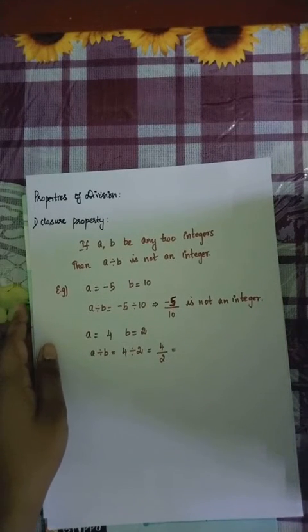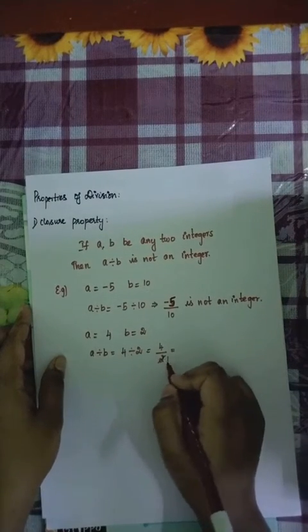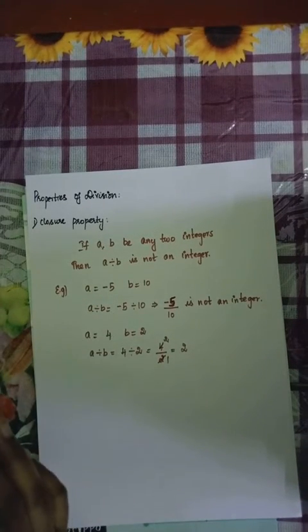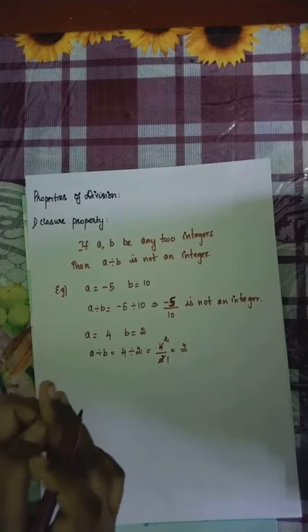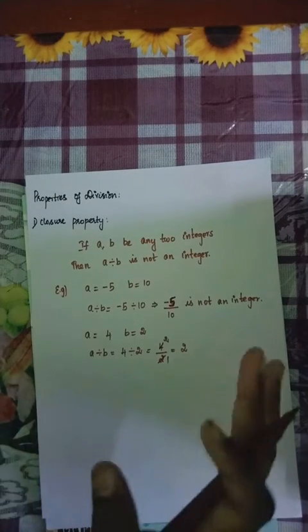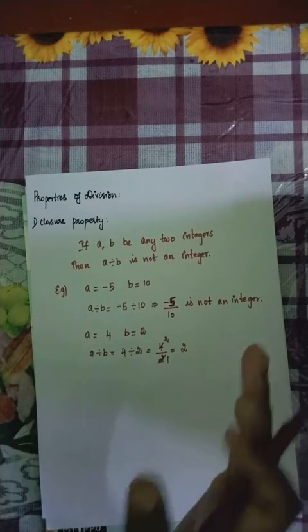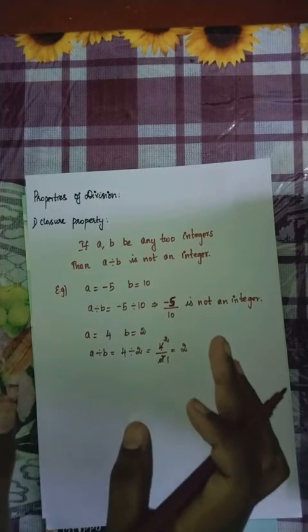Can you divide? Yes, we can divide. 1, 2 is 2, 2 2s are 4. Here it is an integer. For some numbers we can get an integer, but we can't get one for all the numbers. For some numbers we can't get an integer. So closure property is not true under division.